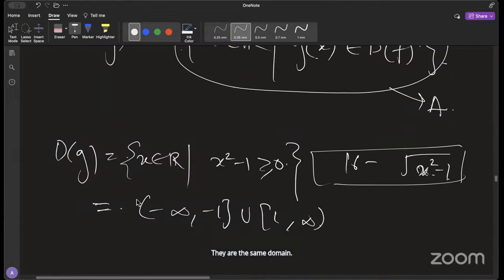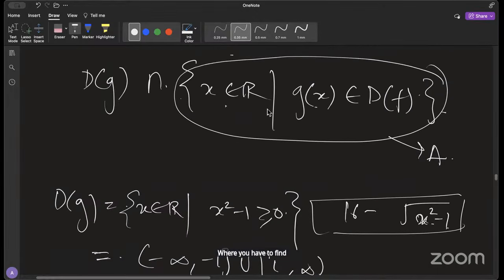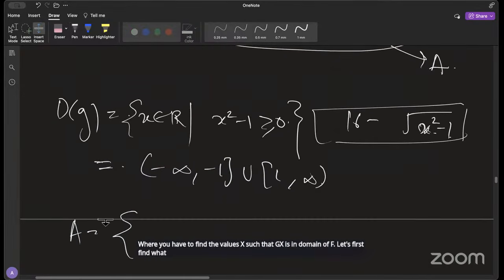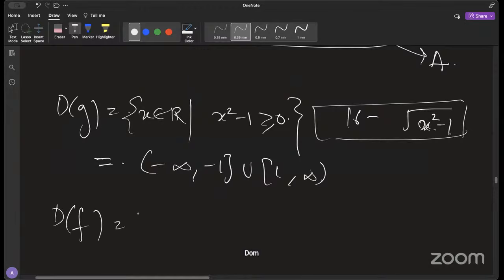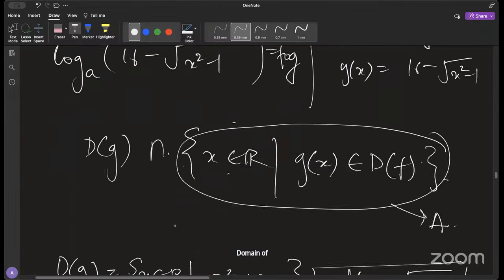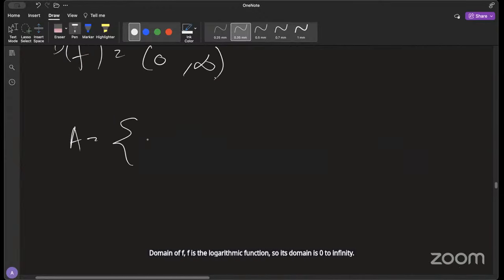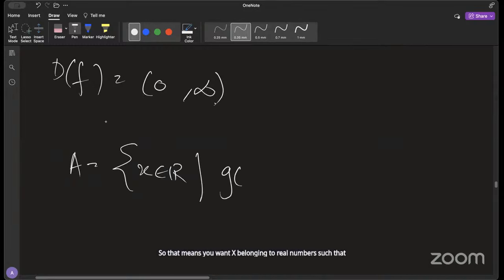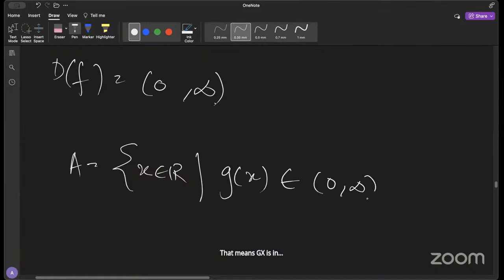Then the next part is A, where you have to find the values of x such that g(x) is in the domain of f. Let's first find what the domain of f is. Domain of f is the logarithmic function, so its domain is 0 to infinity. So that means you want x belonging to real numbers such that g(x) is in the 0 to infinity interval.